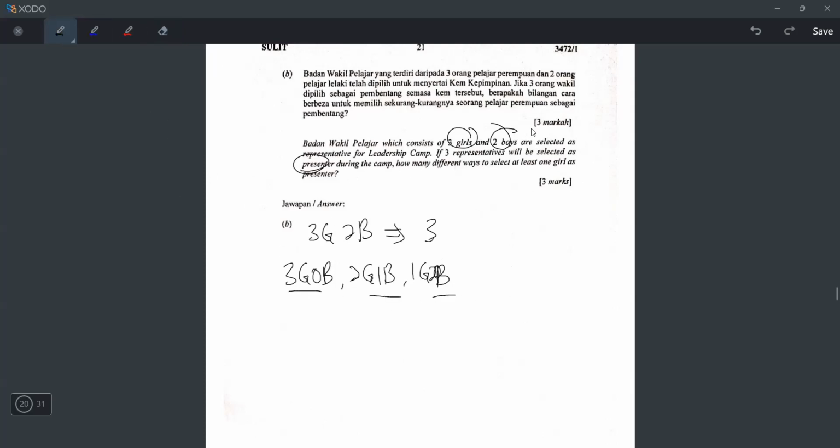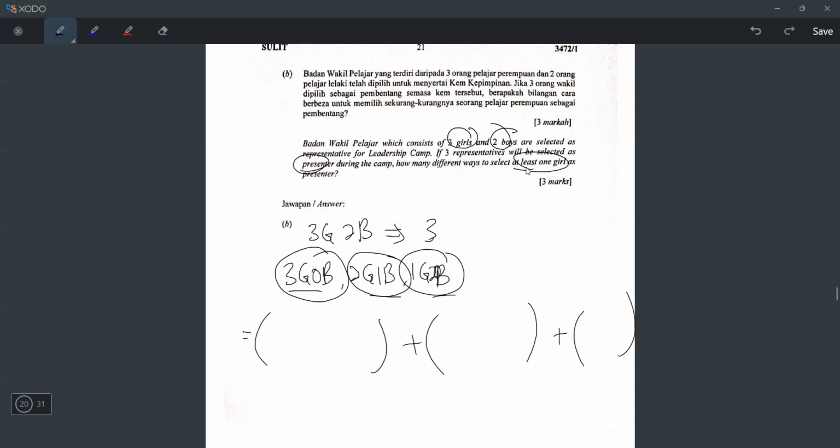But you don't have to find all. You only have to find what they want. So they want how many different ways to select at least 1 girl as presenter. This one can, this one can. So you just calculate all of these. So you get something plus something plus something. Because they say at least 1 girl. At least 1 girl means 1 girl can, 2 girls can, 3 girls can. 4 girls, no. How can it be 4 girls? There are only 3. I choose 3 only.